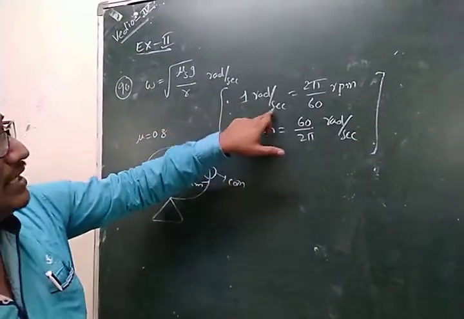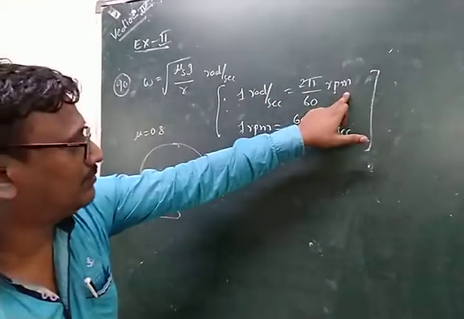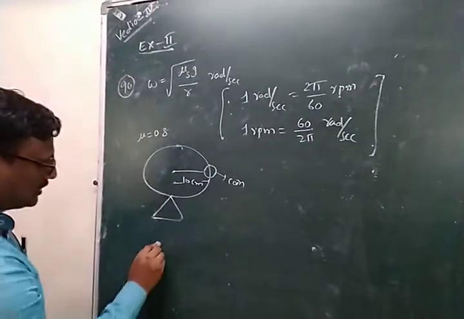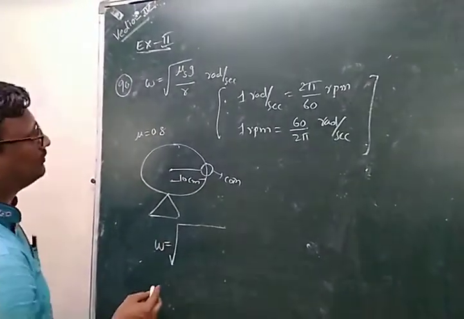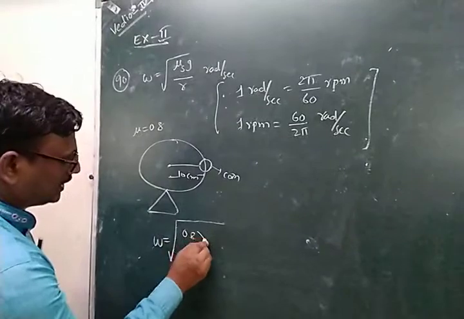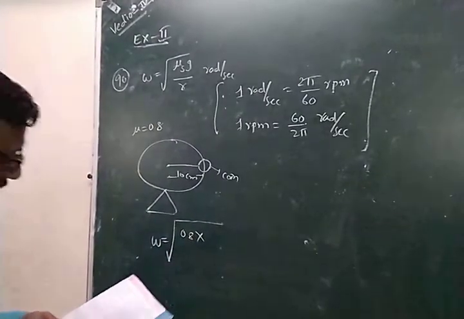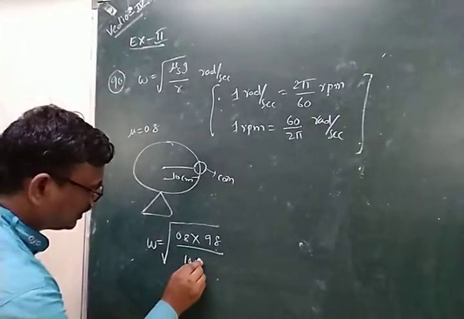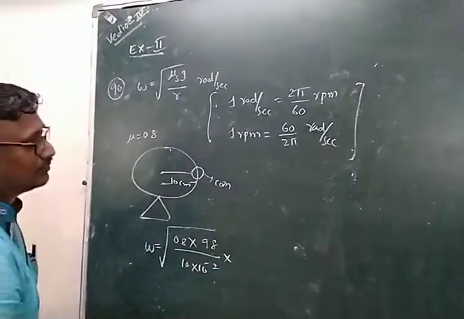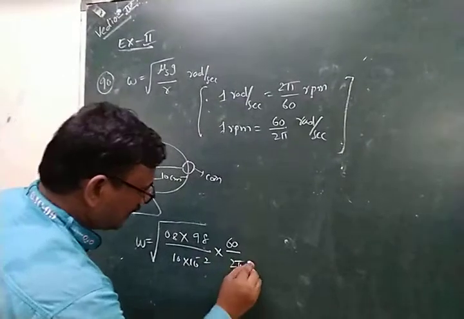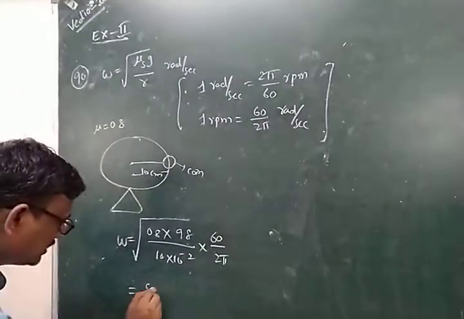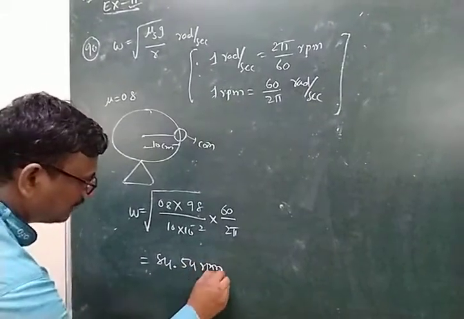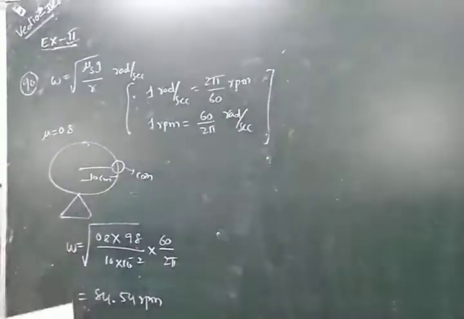1 radian per second is equal to 60 by 2 pi rpm, that is, 1 rpm is equal to 2 pi by 60 radian per second. Now we can substitute: omega is equal to the under root of mu s, given as 0.8, into g, which we take as 9.8, divided by r, which is 10 into 10 power minus 2, into 60 by 2 pi. Now we are getting the answer as 84.54 rpm.